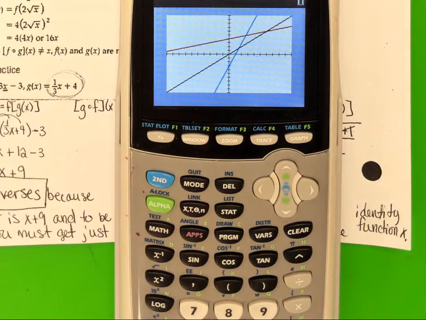See, there's the first one that we did. You see that crazy hot mess? None of them are opposites. You can't reflect one over the other one and get the same thing.